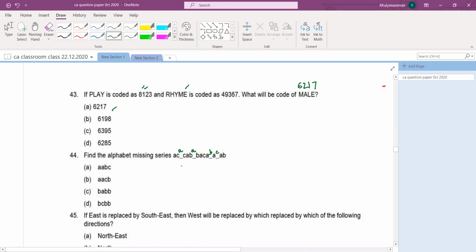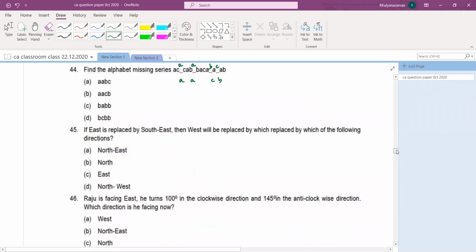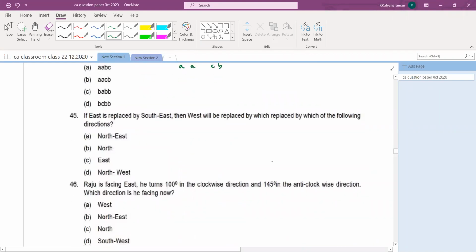So if I take this as A, C, B, I think this might work. So mostly my choice will be B. Yeah. All of you got it? I'm going from the option testing to go fast. So east is replaced by southeast, then west will be replaced by what?